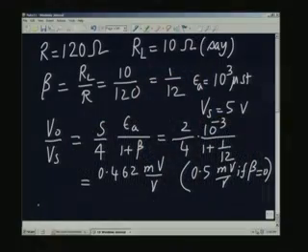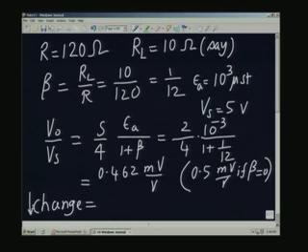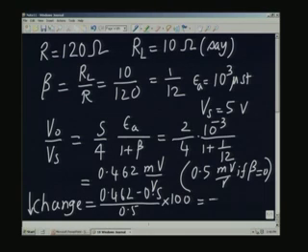So, the change in the output or change in the response in percentages will be nothing but, actually it is a decrease. So, we will indicate by an arrow going down, is 0.462 minus 0.5 divided by 0.5 into 100, and this is about minus 7.6%. So, a constant value of minus 7.6% is the reduction in the response of the strain gauge because of the lead wire resistances.